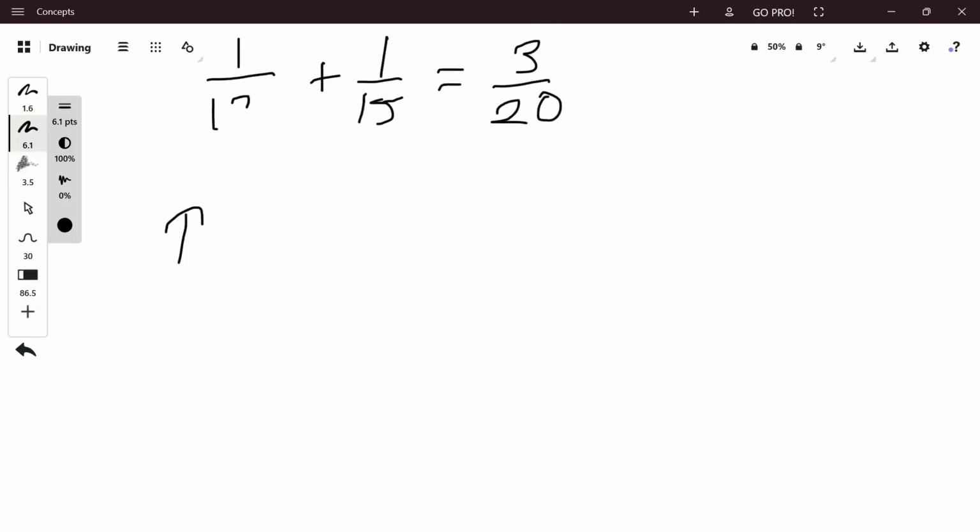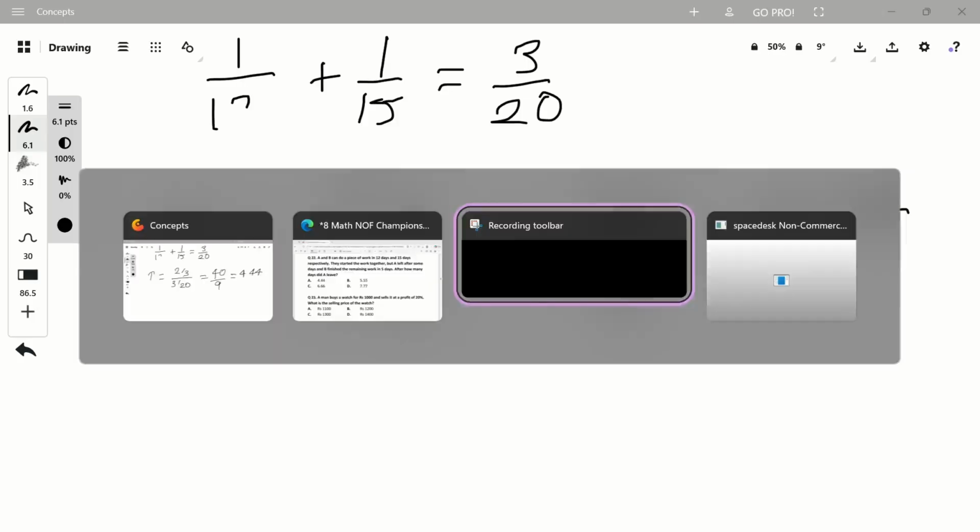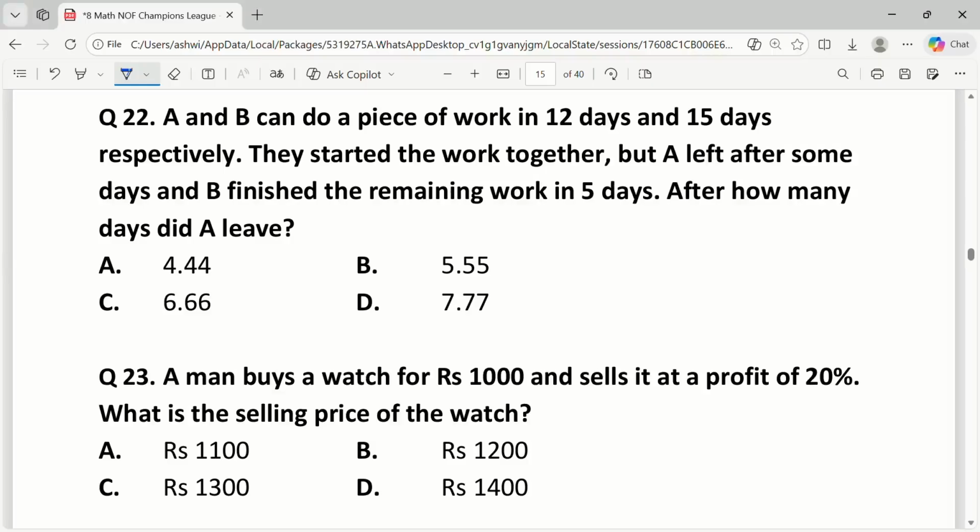The time they work together, which is when A left, is time equal to work done together, which is 2 by 3, upon combined work rate, which is 3 by 20, which is equal to 40 upon 9, which is equal to 4.44. Comparing with the options, the answer is A, 4.44.